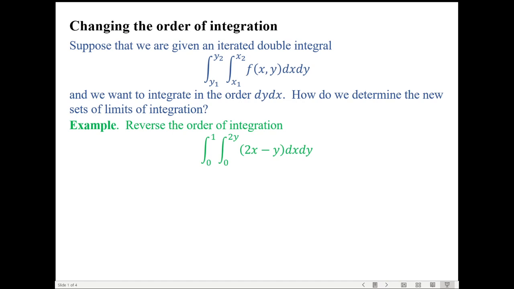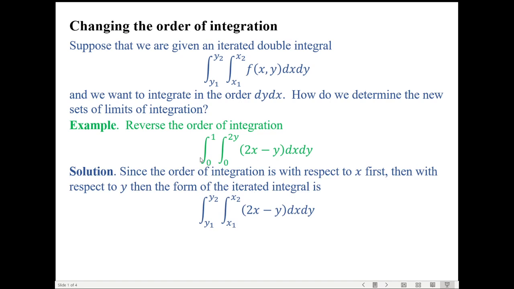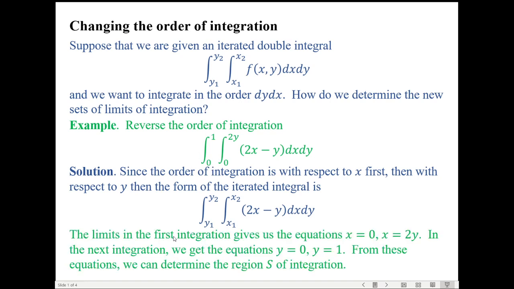It is like this. First, observe that the form of this iterated integral is like this. The first set of limits, the innermost, are x values, x1 to x2, because the integration is with respect to x. And then the last set of limits, integration with respect to y, we have y1 and y2. So what you're going to do is this. For the first set of limits, equate x to each of these. So x equals 0 and x equals 2y. They are two equations. And for the last set of limits, since the integration is with respect to y, change this to equations y equals 0 and y equals 1.